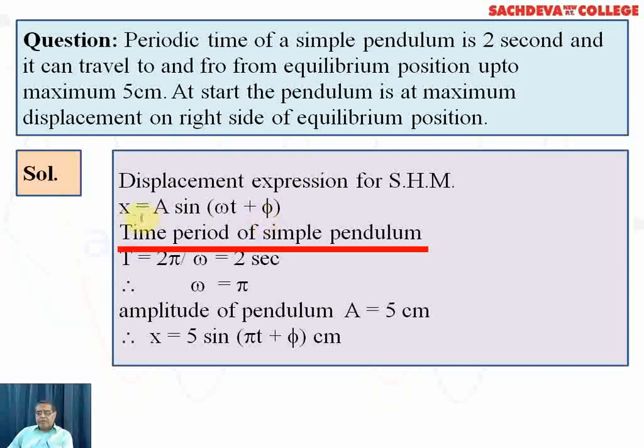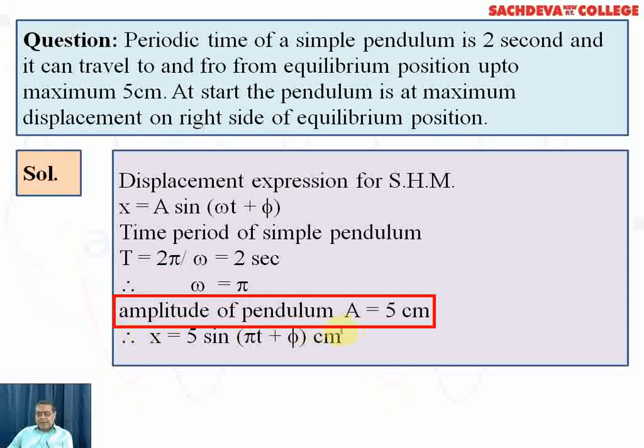The time period of pendulum is given according to the equation T is equal to 2 pi over omega. Now, it is given as 2 seconds in the question. So we have taken 2 pi over omega is equal to 2 seconds. 2 will cancel off and omega will be equal to pi. Now, amplitude of the pendulum A is 5 centimeters. This is given in the question. This is in the to and fro motion. The maximum amplitude is 5 centimeters.